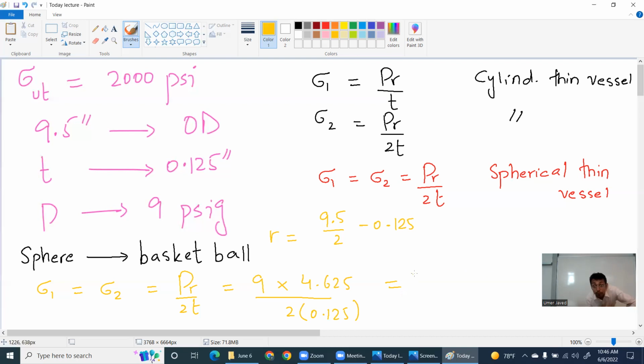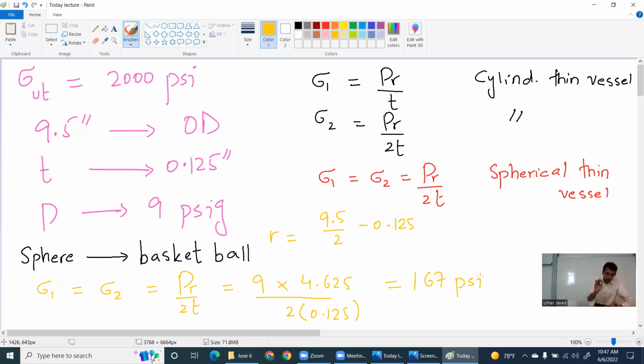Why did you divide 9.5 by 2? I am trying to find the inner radius, and the outer diameter is 9.5. Yes. So it comes out to be 167 pounds per square inch. Now in this pounds per square inch, you are not going to put G or A. That's ludicrous. That's ridiculous. We don't put these absolute or G in stresses. We talk about pressures. We qualify them as absolute or gauge.